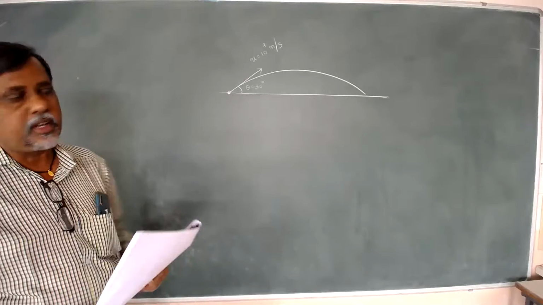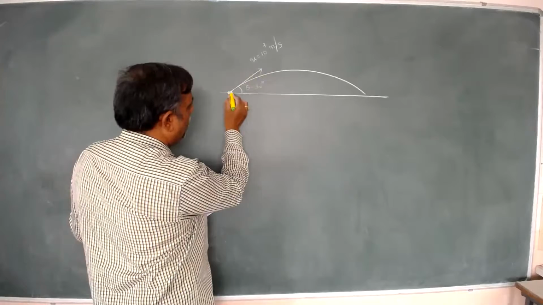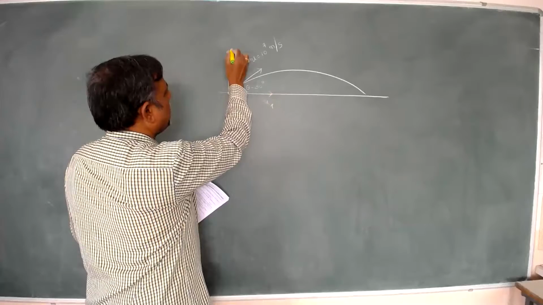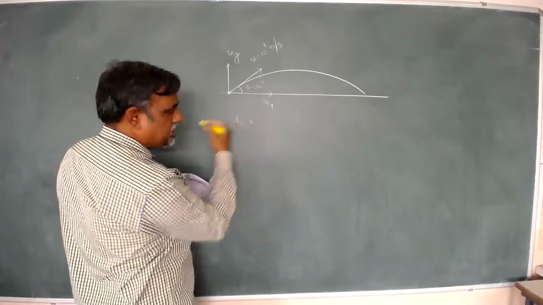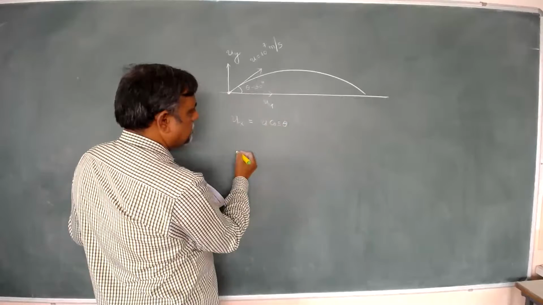Look at this. Here you see, this is u, the actual direction of u. Then in the oblique projectile, this becomes ux and this becomes uy, where ux is the x component of initial velocity, which is u cos theta, and uy is u sin theta.